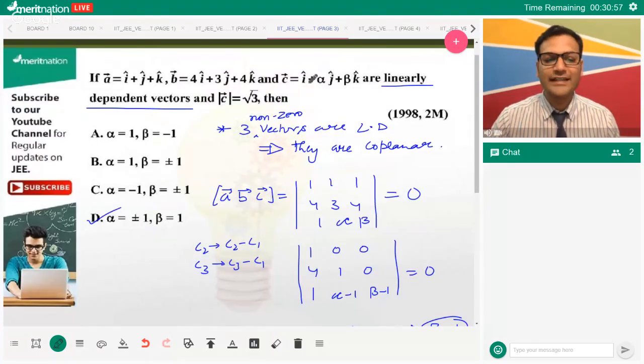However, if you want to find out the value of alpha as well, what you need to do is, over here, you need to utilize this, right?